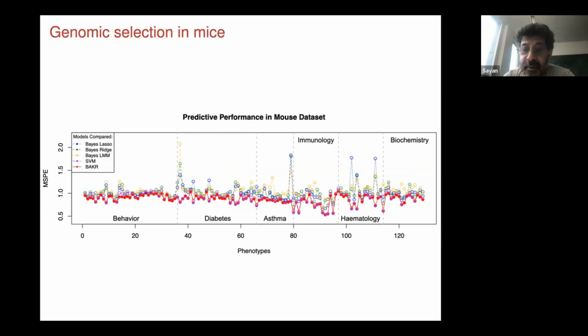Immunology, it does, again, somewhat better. And biochemistry and hematology, it does better. And there are certain cases where it does a lot better. And there's a question, why might that be true? For some phenotypes, why does it really make a difference? And other ones, it doesn't.